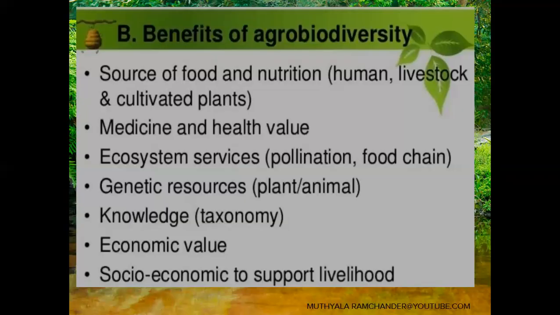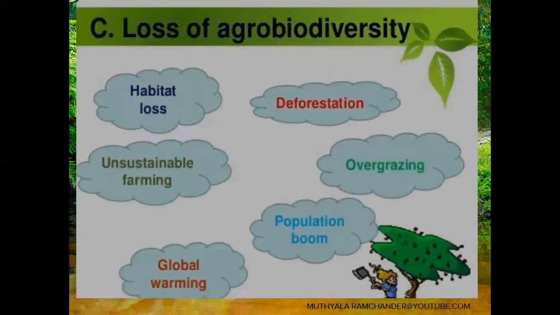These are mainly benefits of the agrobiodiversity. Cultural supports means human beings are having different types of festivals. Those festivals are based on the agrobiodiversity. The next one, loss of agrobiodiversity. Mainly the biodiversity is also having some threats, also called loss of biodiversity. They mainly focus on the following points.